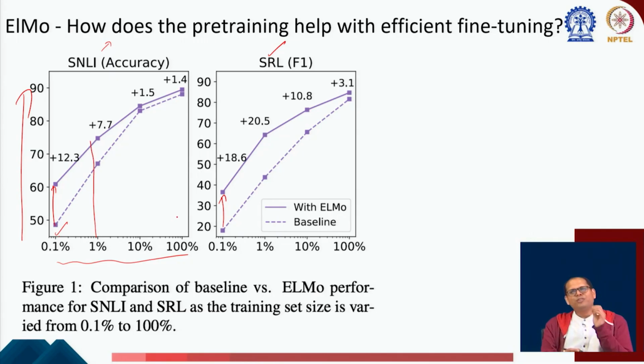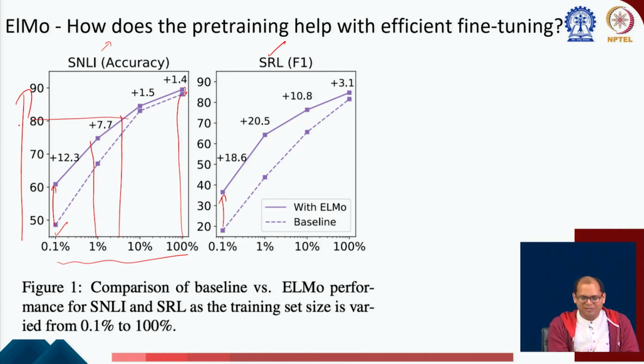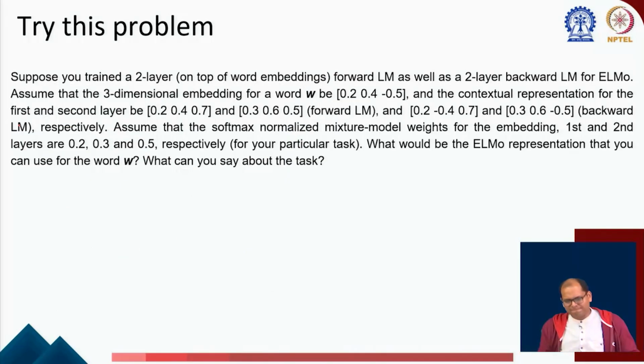So when you have a small amount of data, it's much better to use a pre-trained model, because this will give you much better accuracy than a baseline model. Even with 100% data, you get improvement, but the improvements are much higher when you have a small amount of data. So when you have a small amount of data, you get huge improvements compared to the baseline with the pre-trained model. So this was such an important finding.